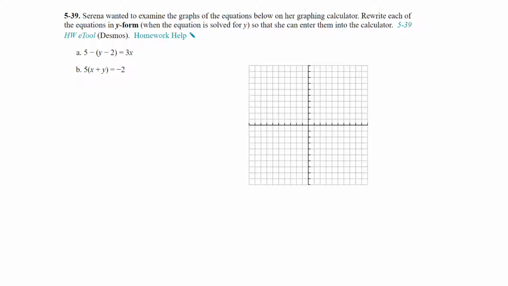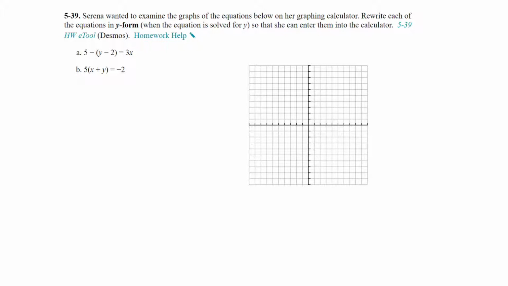39. Serena wanted to examine the graphs of the equations below on her graphing calculator. Rewrite each of the equations in y form, when the equation is solved for y, so that she can enter them into the calculator. Now, you guys might not have the calculator to do that. You can use the Desmos tool to plug these in if you've done that before, but I'll just do it on my graph here so that you can see what they look like.